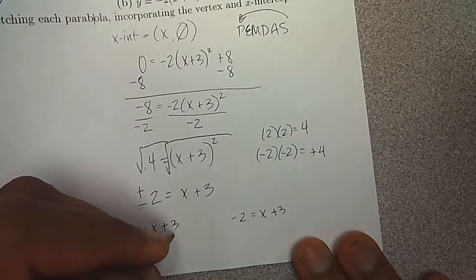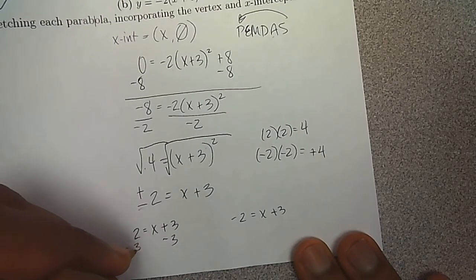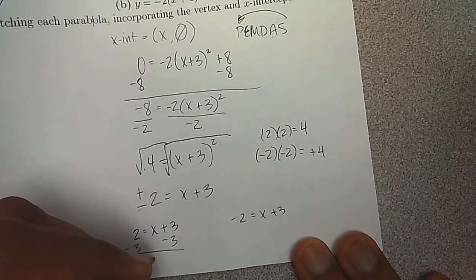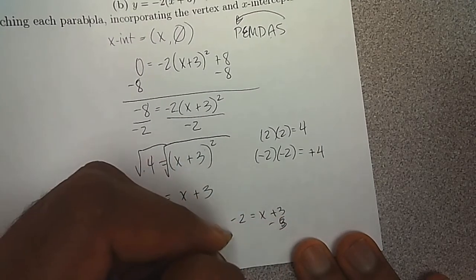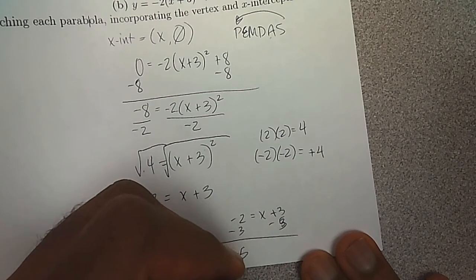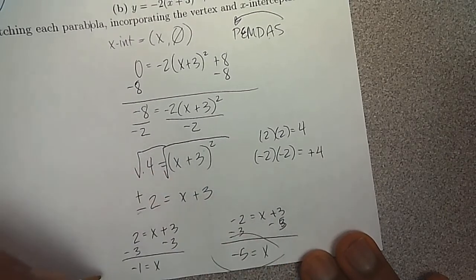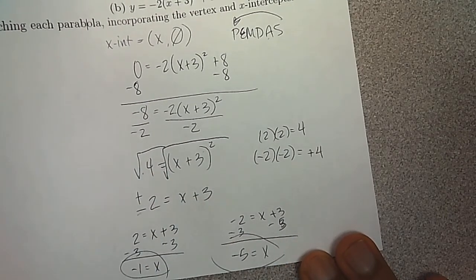So what is this? The opposite of adding, the inverse of addition, is negative 1 equals x. The opposite of adding, negative 5. So I have two answers for that.